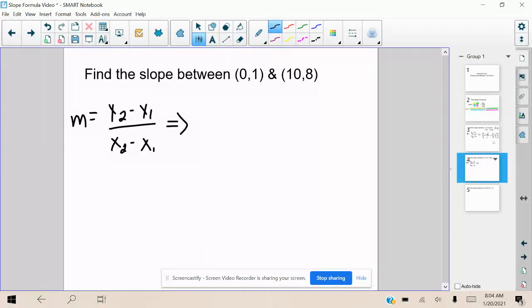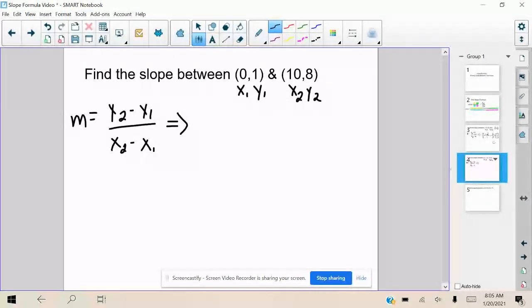The coordinate point (0, 1) is the first one that appears. So I'm going to label that as my x sub 1, my y sub 1. (10, 8), that's the second point. I'm going to label that x sub 2, my y sub 2. Because remember, it's the x value of the first point, the x value of the second point.